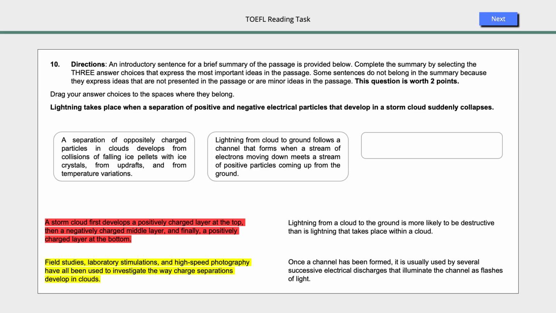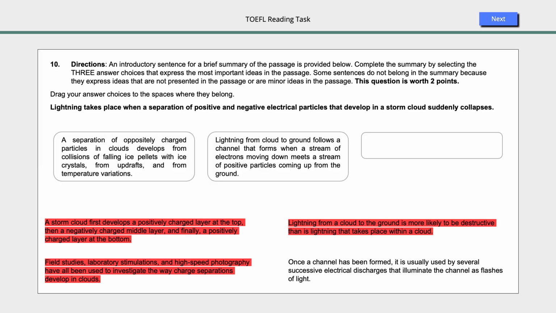Next we have field studies, laboratory simulations, and high-speed photography have all been used to investigate the way charge separations develop in clouds. Field studies and lab simulations are mentioned in paragraph 2, but there's no mention of high-speed photography anywhere. Also, these aren't a main focus of the passage. They're only minor details, so this option is incorrect. The next one says, lightning from a cloud to the ground is more likely to be destructive than is lightning that takes place within a cloud. This is supported by the passage, but is it a main idea? No, it's not, so this one is also incorrect.